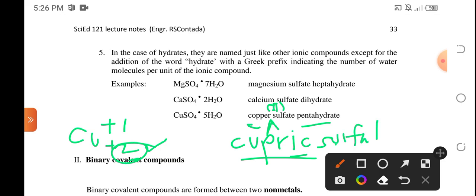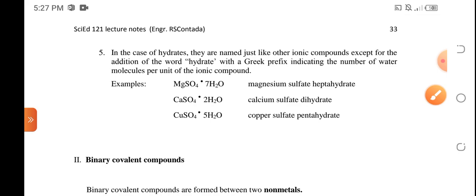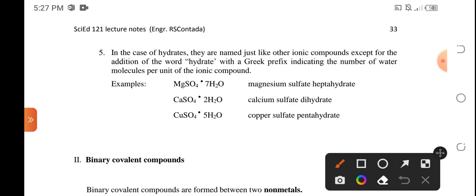Again, kung meron na akong -ic dito, hindi na ako gagamit ng Roman numeral. Okay? And then of course, pentahydrate. Kindly do the necessary corrections in your notes. This should be copper 2 sulfate, because copper is one of the metals with many charges. Okay? Just to denote that we are choosing the +2 over the +1.